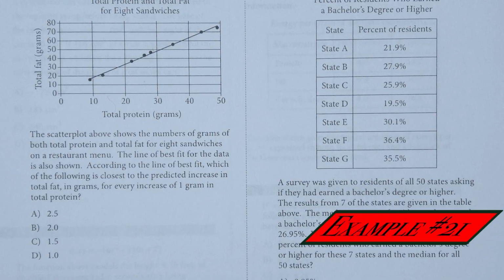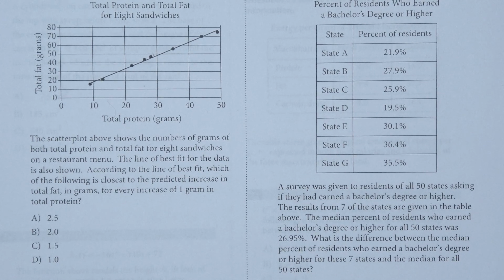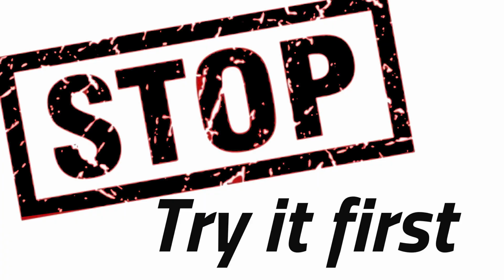The scatter plot above shows the number of grams of both total protein and total fat for 8 sandwiches on a restaurant's menu. The line of best fit for the data is also shown. According to the line of best fit, which of the following is closest to the predicted increase in total fat in grams for every increase of 1 gram of total protein?